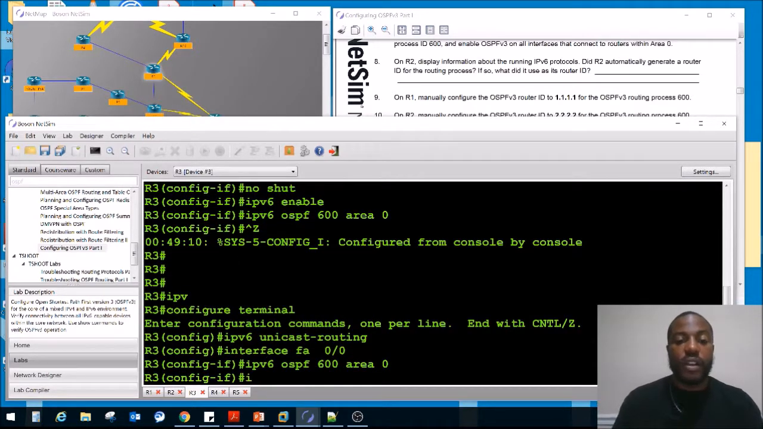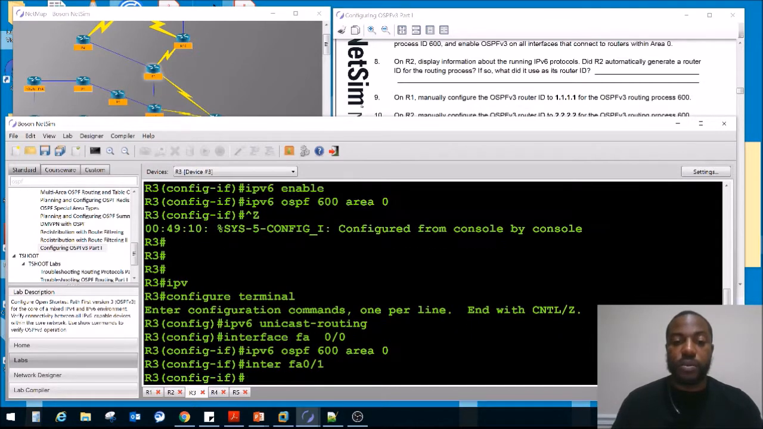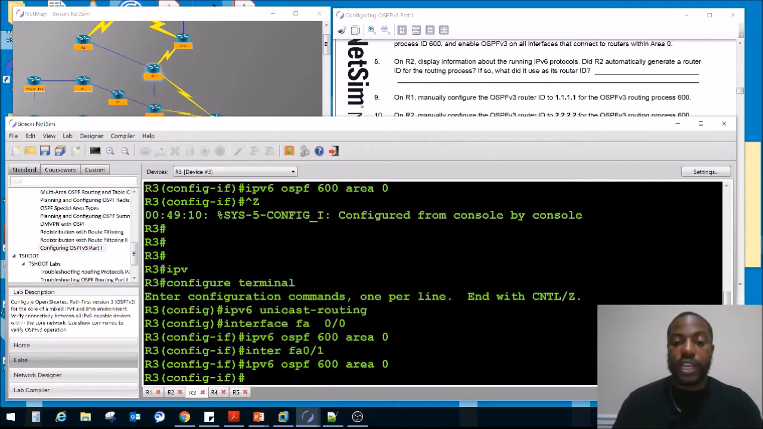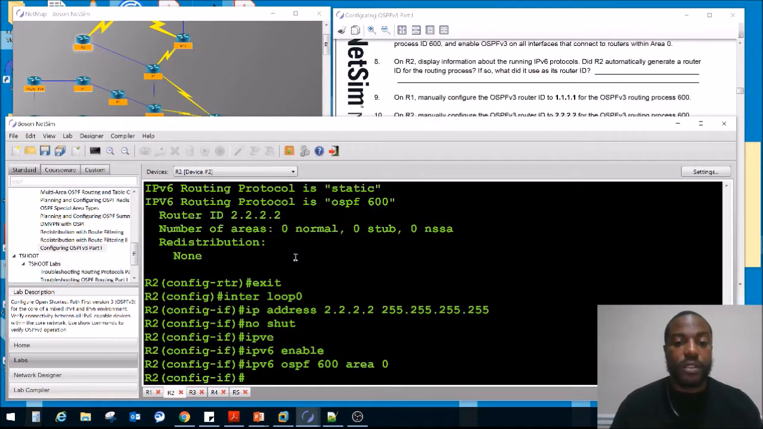Do the same thing on interface FA0/1. We should have a neighbor come up very shortly here, and then we're gonna do the same thing on router 2 to make sure we get that.